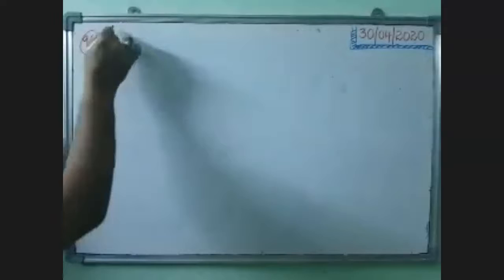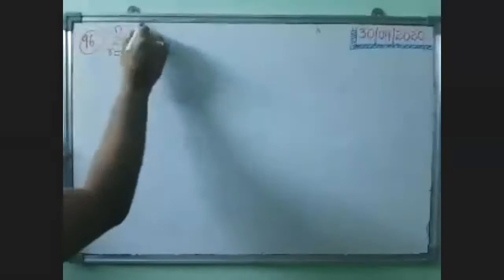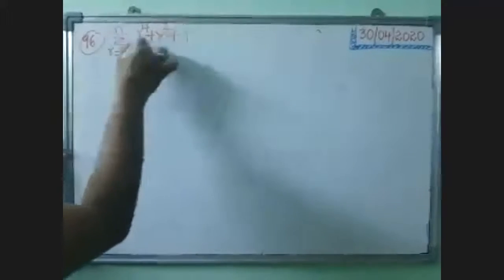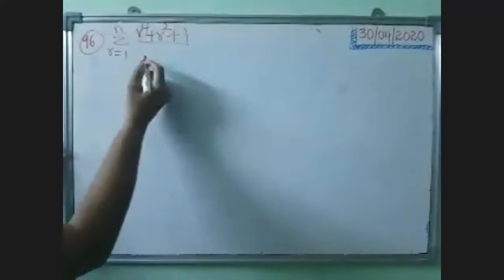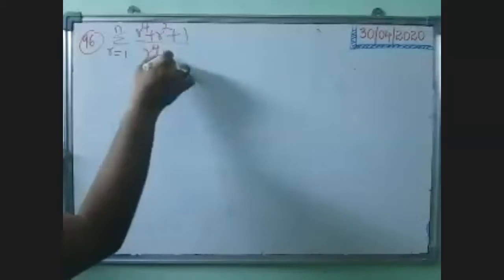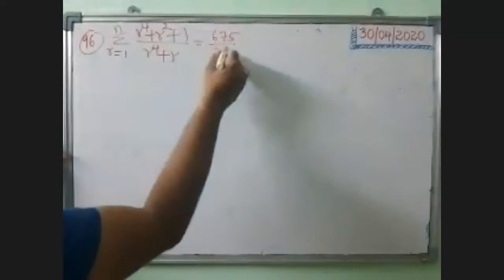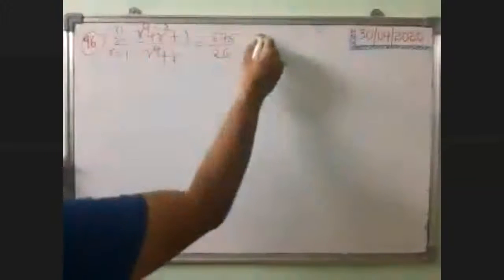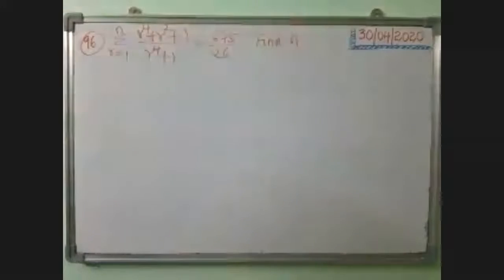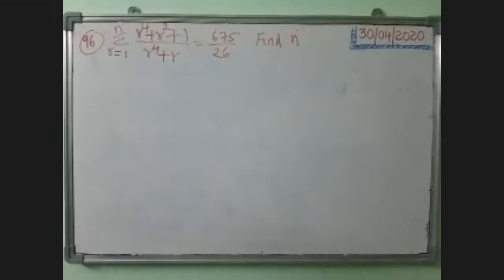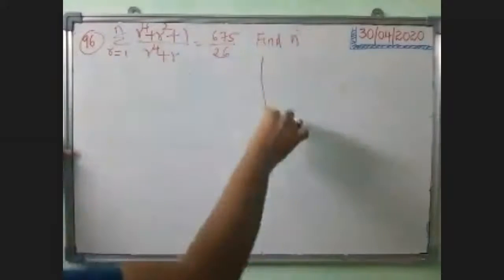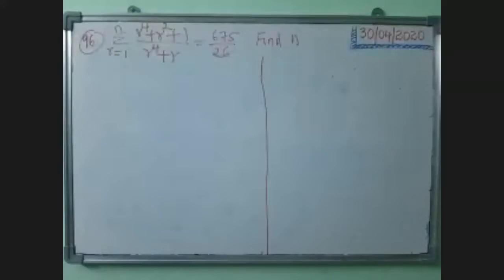96. The question says sigma r equal to 1 to n of (r power 4 plus r square plus 1) by (r power 4 plus r) is equal to 675 by 26. Then the question is, find n. What it is saying is sigma r equal to 1 to n of (r power 4 plus r square plus 1) by (r power 4 plus r) is 675 by 26. You should find the value of n.